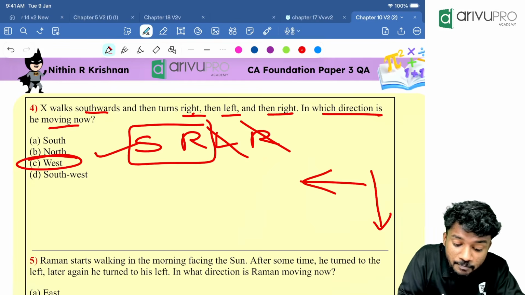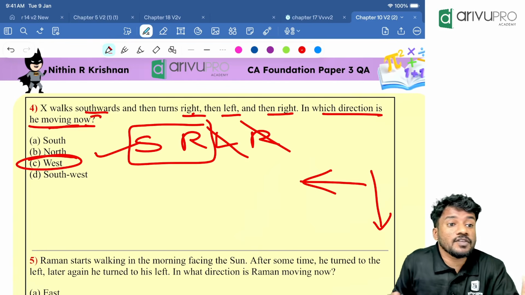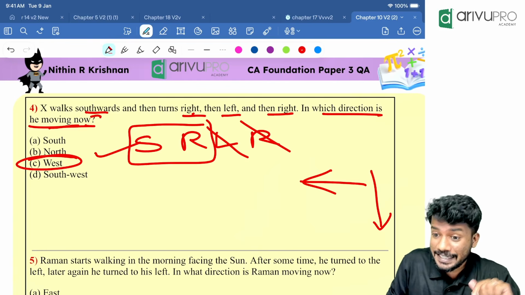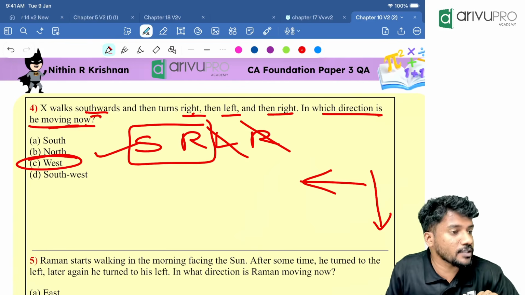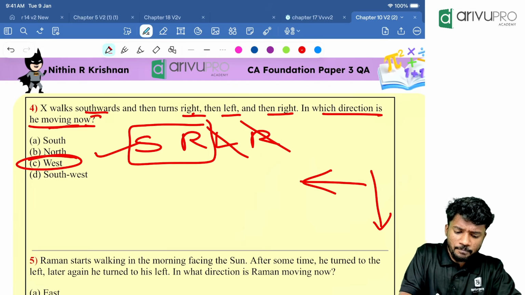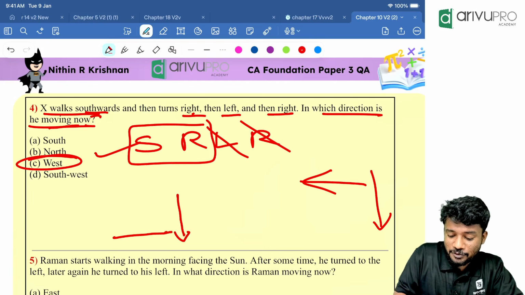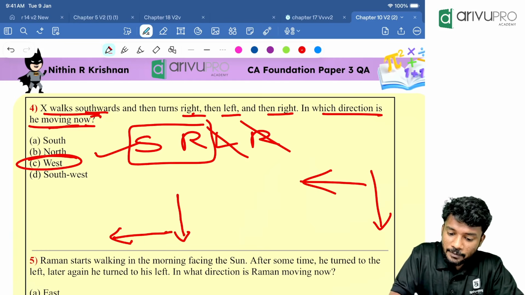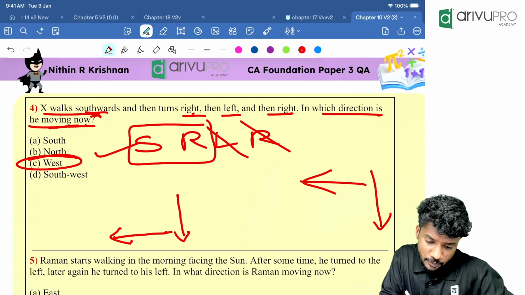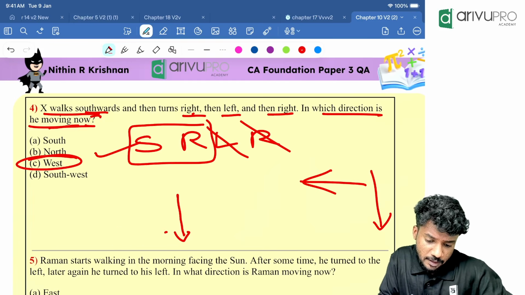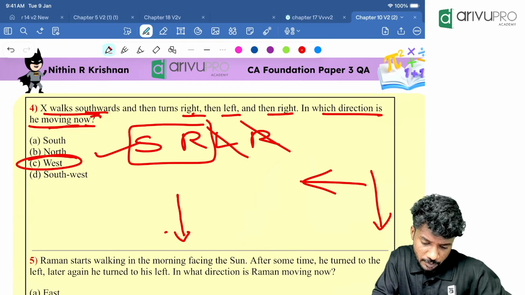Questions based on facing the direction. Finding the final direction can easily be solved with this. Or you will do what? You will draw. X walked towards south. Okay. Then took a right turn. That means first of all, we need to know what is the right. Right this way. Then he walked up. Then he took a left turn, right? Yes. Then in which direction? We will draw: right, then left, then right.